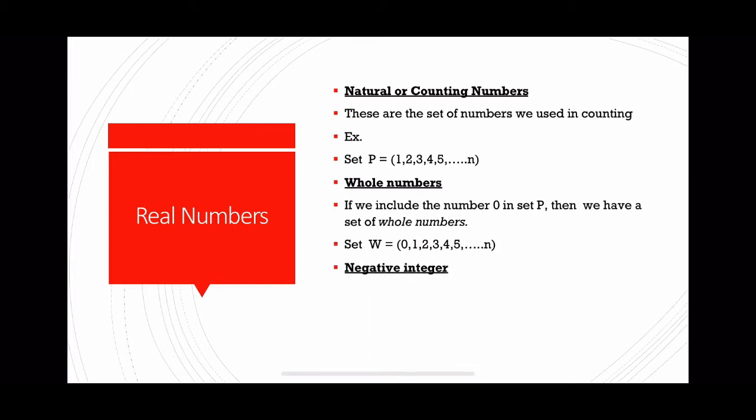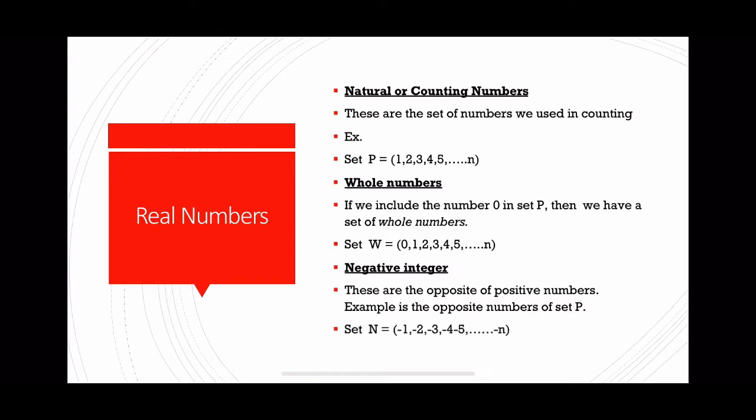Negative integers. These are the opposite of positive numbers. Example is the opposite numbers of set P. Set N is equal to negative 1, negative 2, negative 3, negative 4, negative 5 until negative n.